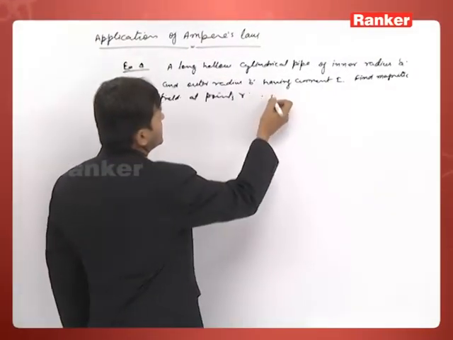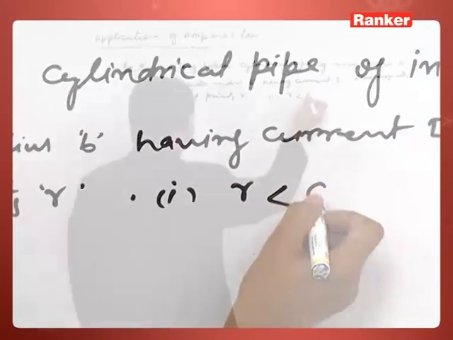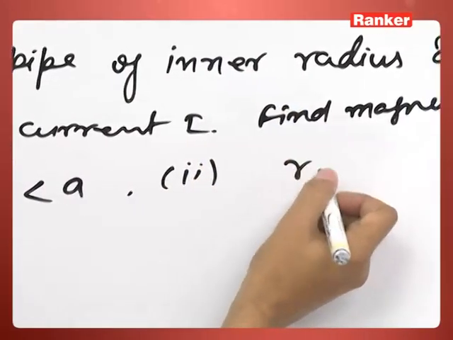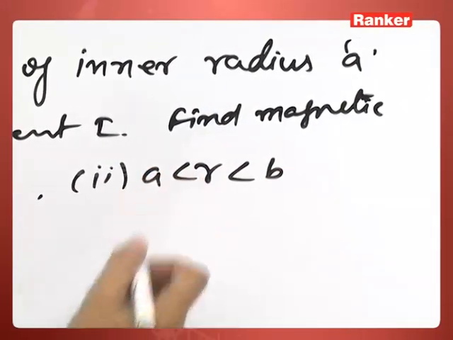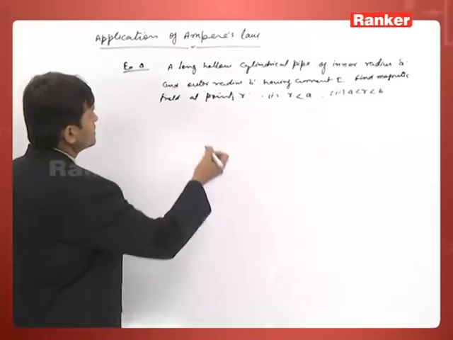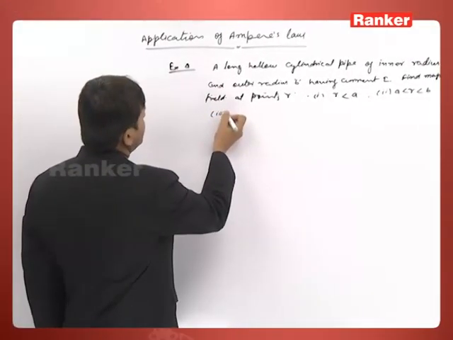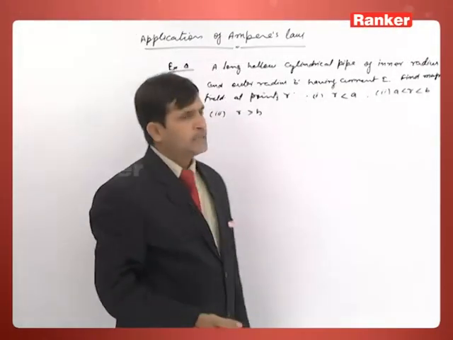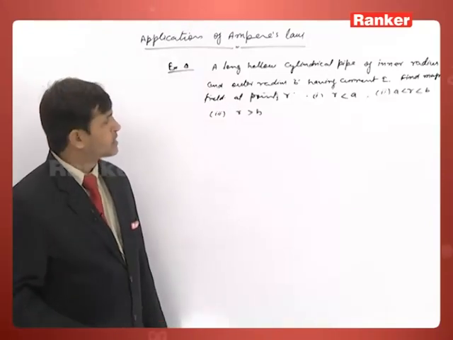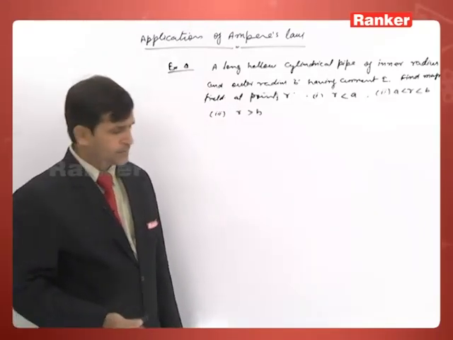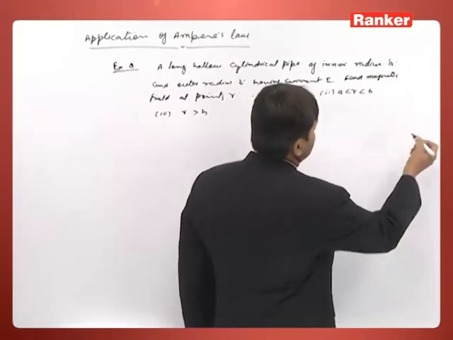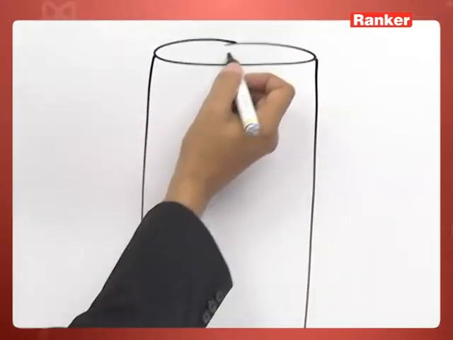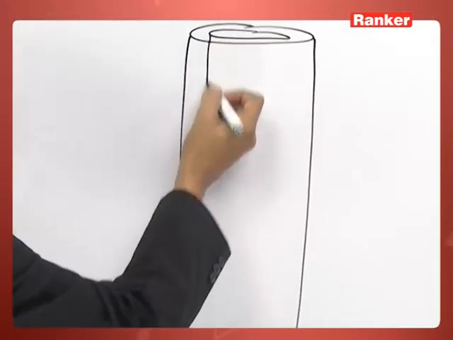So in the first part, r is less than a. In the second part, r is between a and b, and in the third part, r is greater than b. These are the three parts given here. So first, see what our condition is. This is a cylindrical pipe, a hollow cylindrical pipe. It means like this.